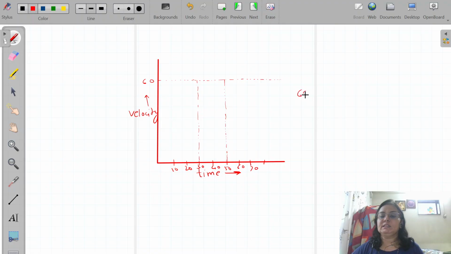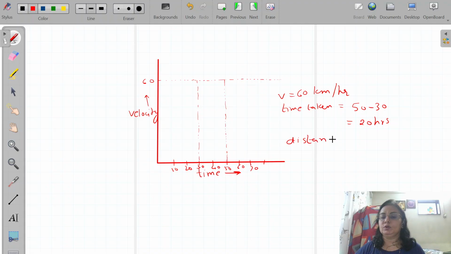See, he is traveling with a speed of 60 km per hour. And the time taken is 50 minus 30, which is equal to 20 hours. So, what is the distance? Can anybody tell me what is the distance? What will be the distance?